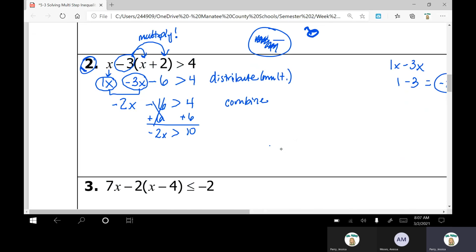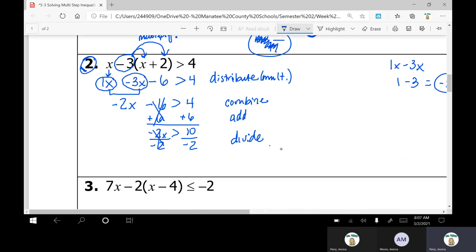So this time we're adding. And then our last one, you can read that -2x. You read that as -2 times x. So let's do the opposite and divide by -2. So we're dividing. So those cancel out. Here's my variable x.